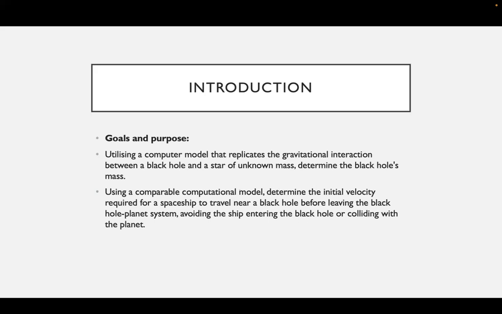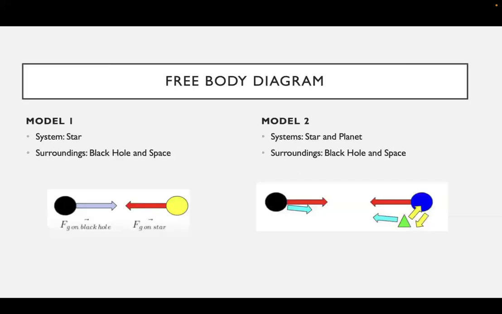Utilizing a computer model that replicates the gravitational interaction between a black hole and a star of unknown mass and determining the black hole's mass, and using a comparable computational model to determine the initial velocity required for a spaceship to travel near a black hole before leaving the black hole planet system, avoiding the ship entering the black hole or colliding with the planet.